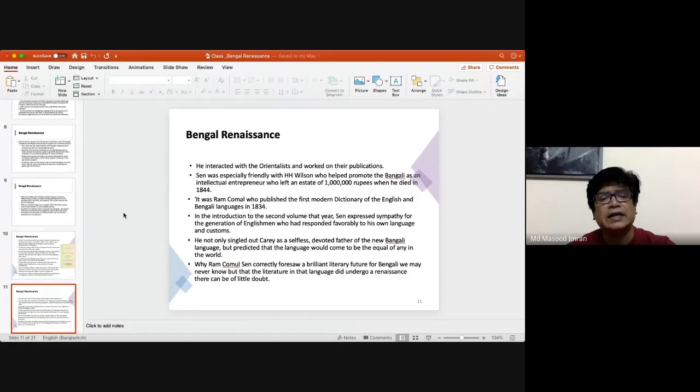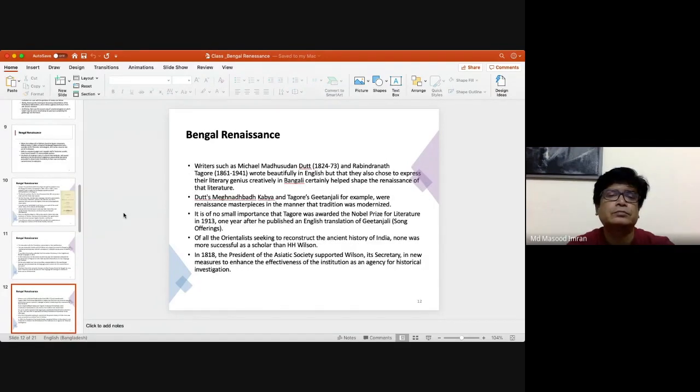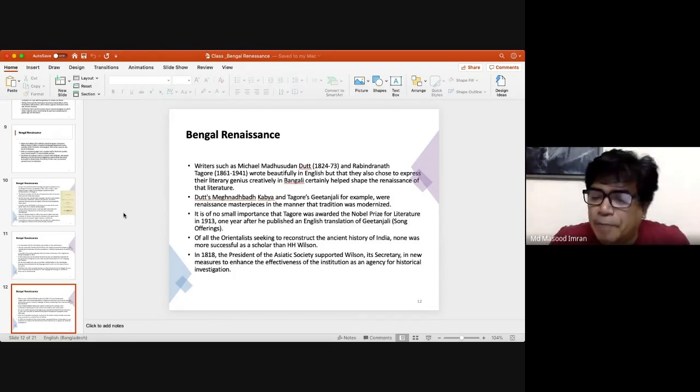Writers such as Michael Madhusudan Dutta, 1824-1873. One thing we have to understand is that if William Carey hadn't published that Bangla language grammar book, I think it would have been late to get good prose writers like Ishwarchandra Vidyasagar and Michael Madhusudan, because he systematically developed a grammar book. That's why we got so many good writers at that time.